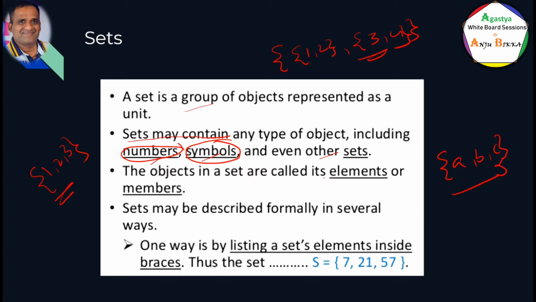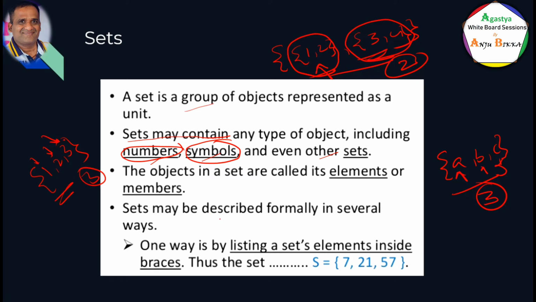The objects in the set are called its elements or members. So the elements of the first set are 1, 2, and 3. The elements of the second set are A, B, C. In the third, this is one element, and this is another element, so the number of elements here is 2. The number of elements here is 3, and here it is 3. Formally, this is the notation we use: curly brackets, and the elements are separated with commas.